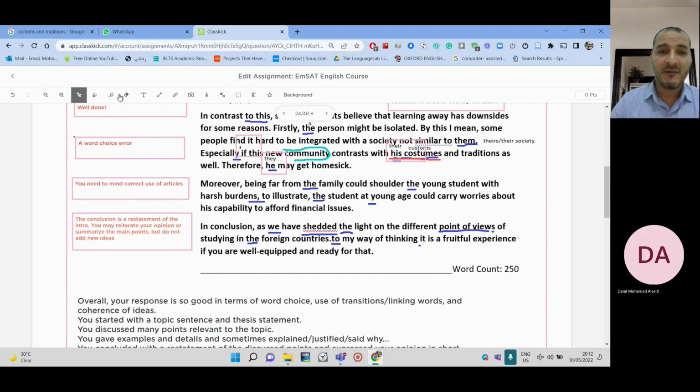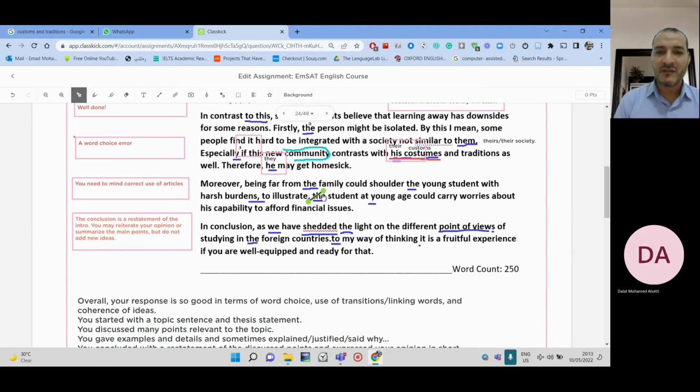Okay, continue please. The one before the last paragraph. Moreover, being far from here, I know not the family. How can you correct it? Generalize. Don't make it a specific family. Here it's uncountable, but family in American English is countable: one family, two families, three families, and so on. Or if you mean family members, all the family. So you say being far from family. You can just use the uncountable. Okay, being far away from family could shoulder. Drop that. Can you please just omit the he? Yes, just delete that. A student. Is it good now?